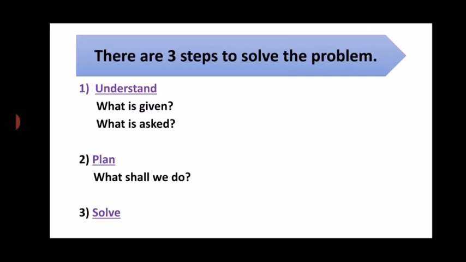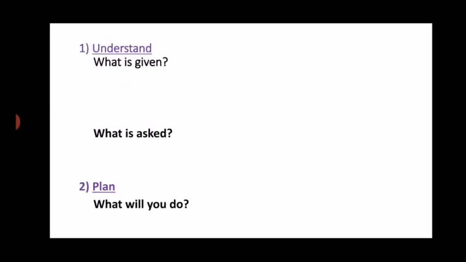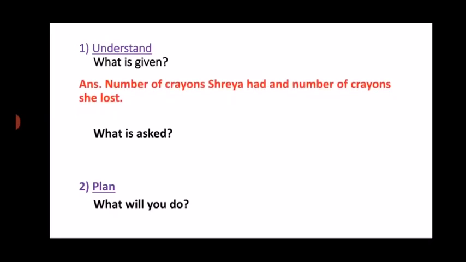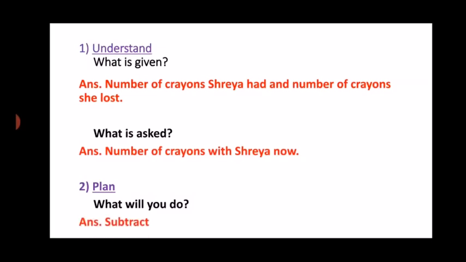Now tell me what is given in it. Number of crayons Shreya had and number of crayons she lost. What is asked? Number of crayons with Shreya now. Next, what is the plan? Plan means what shall we do to solve the problem? Yes, we are going to subtract. It's a subtraction problem. Now we have collected all the information through the story given.